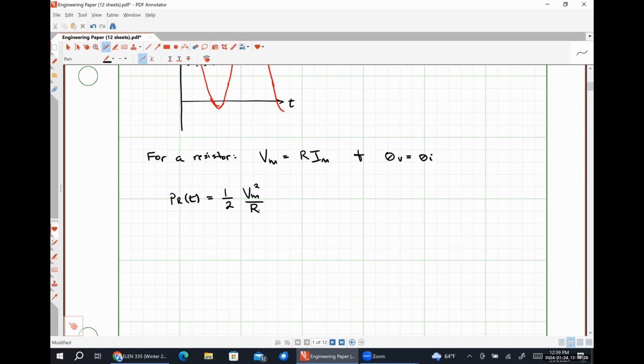Now I have the cosine of theta V minus theta V. Well, what's the cosine of 0? 1. Okay, so I can just leave this part alone. 1 plus, I have that same 1/2 Vm Im, which we know looks like 1/2 Vm squared over R. So now I'm going to have cosine twice omega t plus twice theta V.